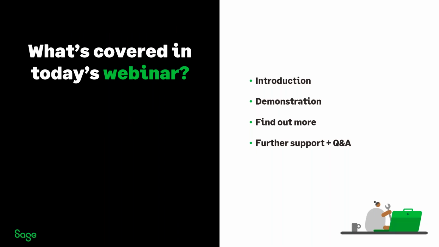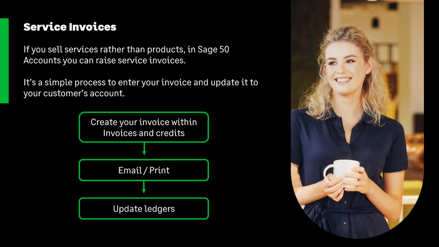Right, okay, let's get started then. So a little bit of an introduction. If you do sell services rather than products, obviously you have the option in Sage 50 Accounts to raise what you would term a service invoice. With the service invoice, it's all about typing in some text onto the invoice itself, and you'll see that in the demonstration as we run through it. It's a very simple process to enter your invoice, pretty much as you'd expect when it comes to invoicing.